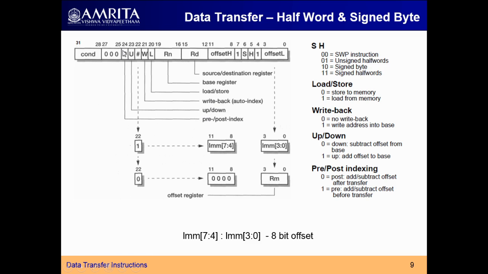Then the P bit, the 24th bit, is used for representing whether you are using pre-indexed or post-indexed. 1 stands for pre-indexed, 0 stands for post-indexed. Then bits 25 to 27 are reserved, and will be all zeros. Finally, bits 28 to 31 are used for representing the condition code. So here you can give only an 8-bit offset. Your 8-bit offset will be represented in 2 sections, as you can see here.